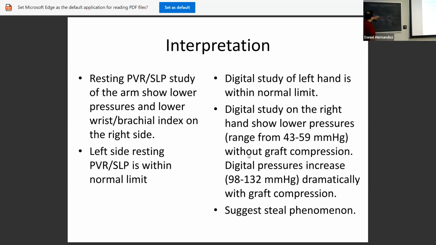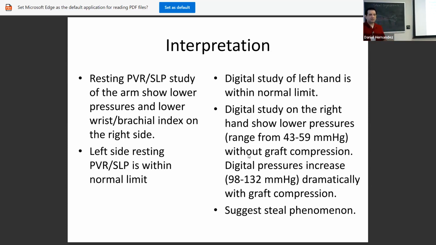So we're doing a test where we're temporarily compressing that fistula to close it off and prevent blood flow from going into the venous system through the fistula, to see if that improves blood flow to the hand, or how significantly that improves blood flow to the hand. So if we see a dramatic increase or improvement in blood flow to the hand by compressing that fistula, we know that that's the cause of that patient's symptoms.